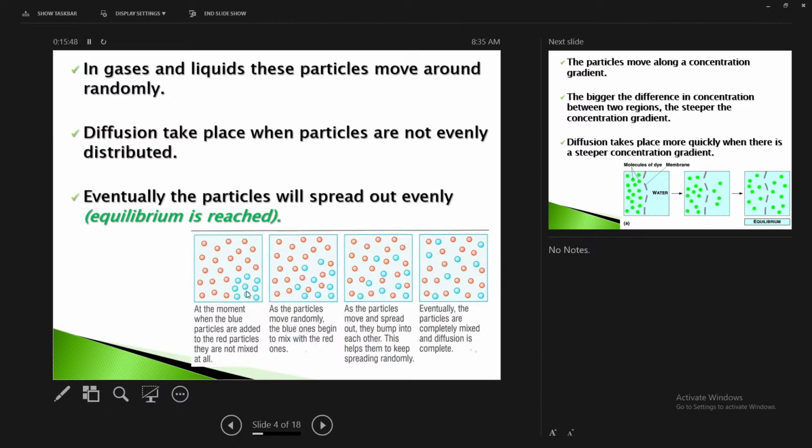Now, diffusion will only take place whenever there is inequality of a particular substance. That simply means that if equilibrium is reached, then diffusion is not going to take place. That's all they are saying.